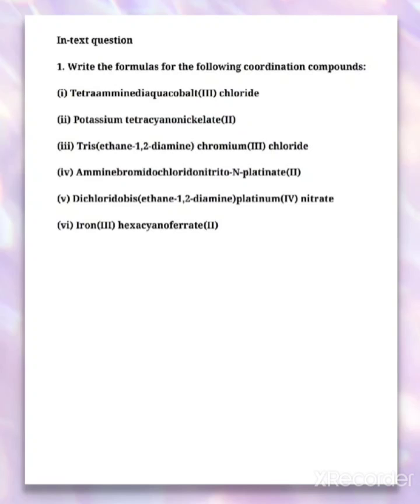It is an in-text question, that is, the question is write the formulas for the following coordination compounds. Here you can see the name of the coordination compound is given to us, that is IUPAC name. We need to make the formula for this compound. So there are certain rules that we have already discussed in the audio session. So let us do this one by one.